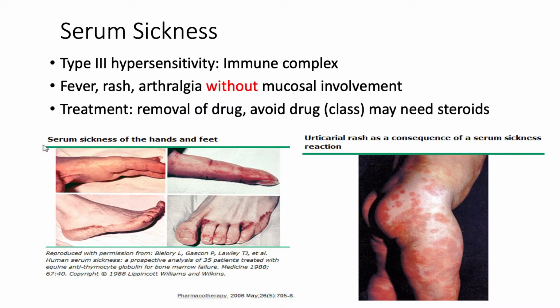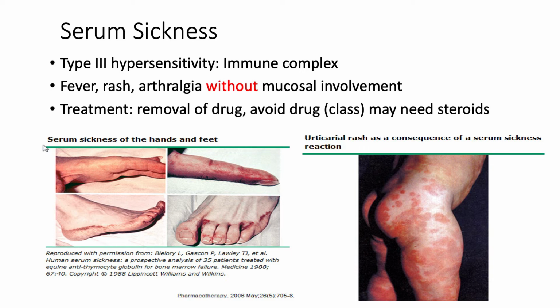Serum sickness, this is type 3, immune complex. They have fever, rash with joint pain. This is the kid that won't walk because their knees hurt so bad. And they do not have mucosal involvement. That differentiates it from other severe cutaneous adverse reactions. And obviously you have to remove the drug, and occasionally they will need steroids.